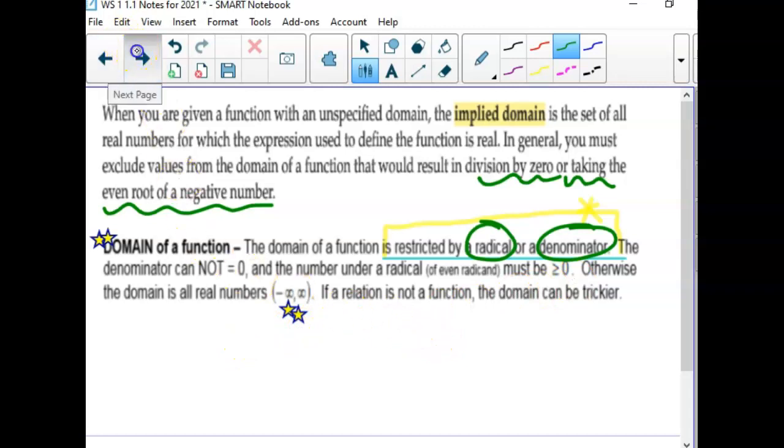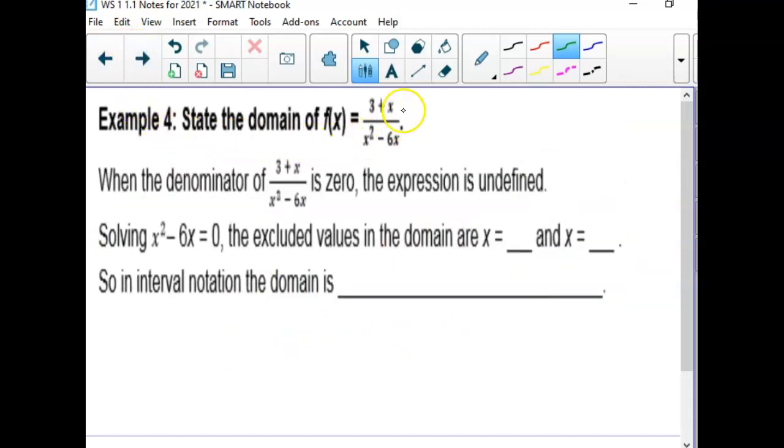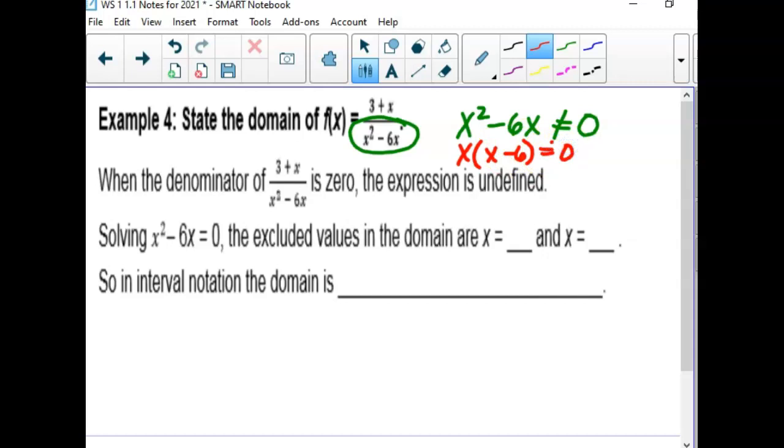So if we have this question, and it said state the domain, you need to only look at the denominator and say the denominator cannot equal 0. Any denominator cannot equal 0. Then you have to solve that. Got to go back to your factoring. You can take out an x. So we're really solving what would make it equal to 0, even though it says is not, okay?